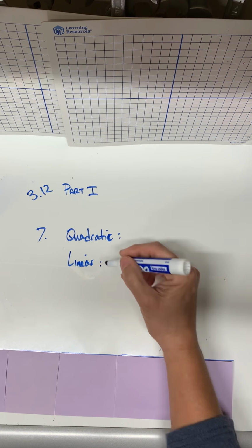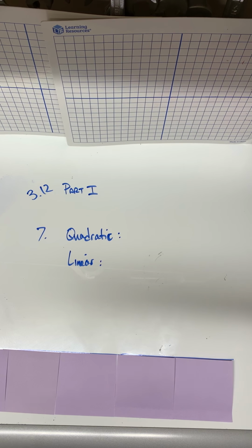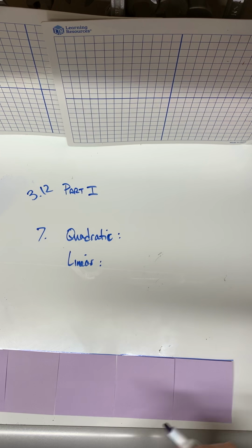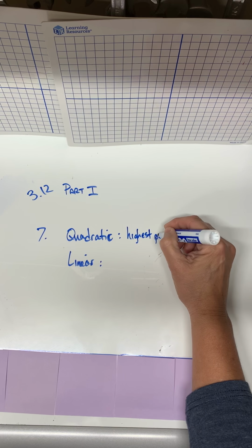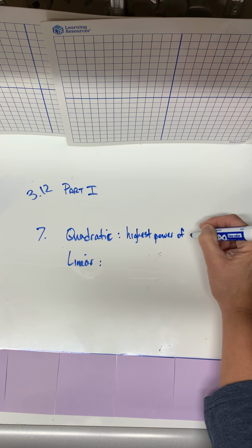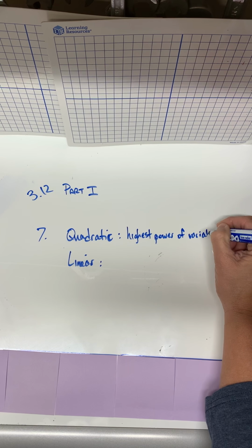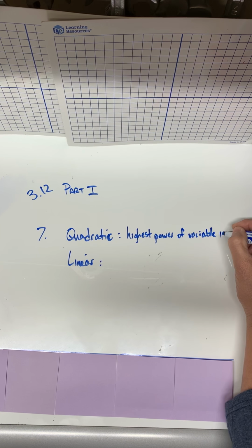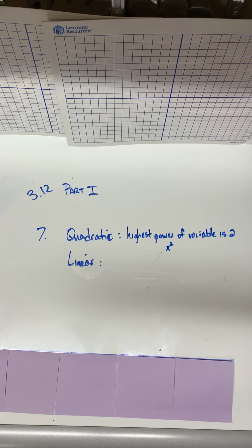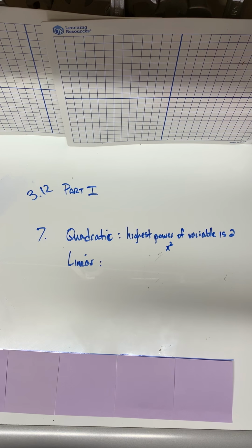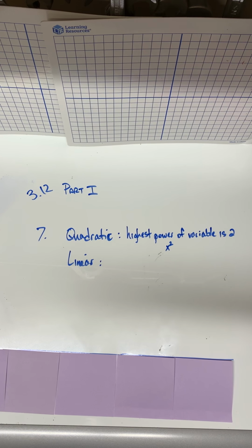And the difference between the two is, for a quadratic, that term implies that the highest power of the variable, in most cases we'd be using an x, is 2. In other words, you have like an x squared in there, nothing higher than that, okay? Or it could have been an a squared or a z squared. Whatever the variable is, the highest power is a 2, and that would make it a quadratic equation.